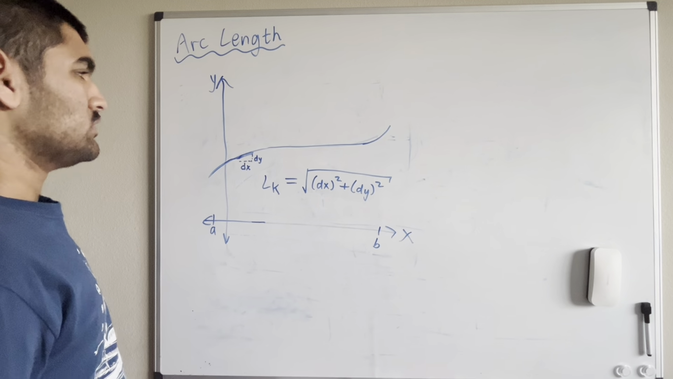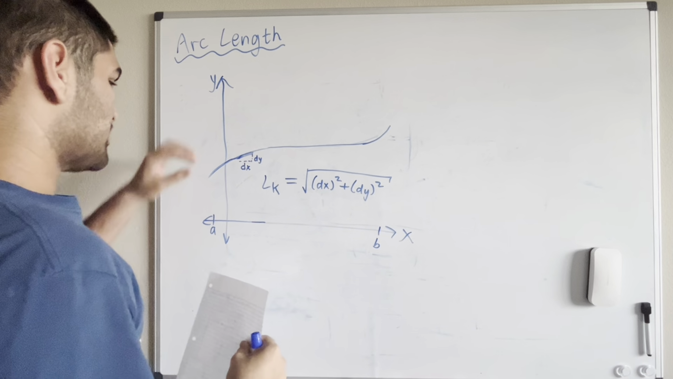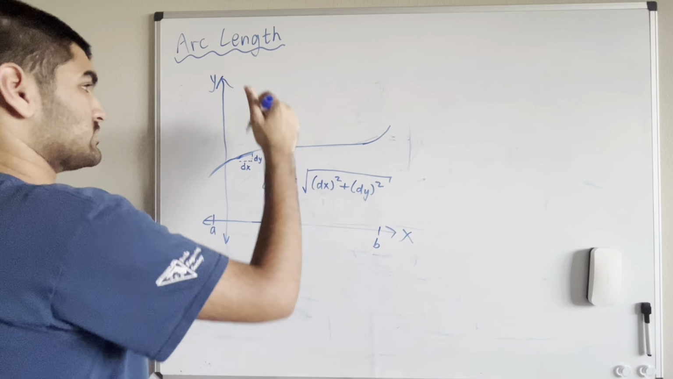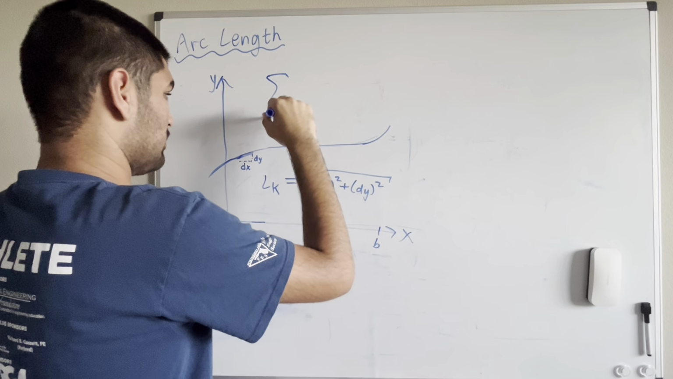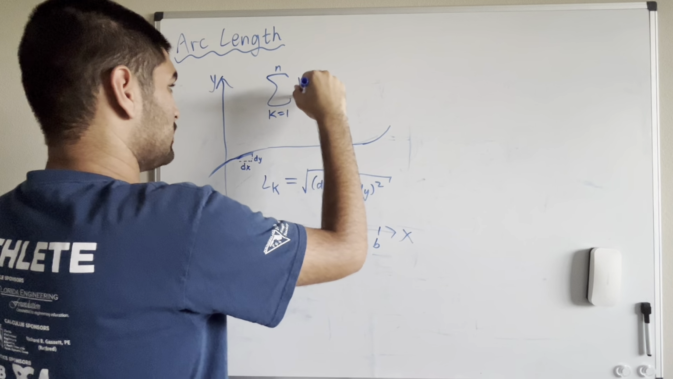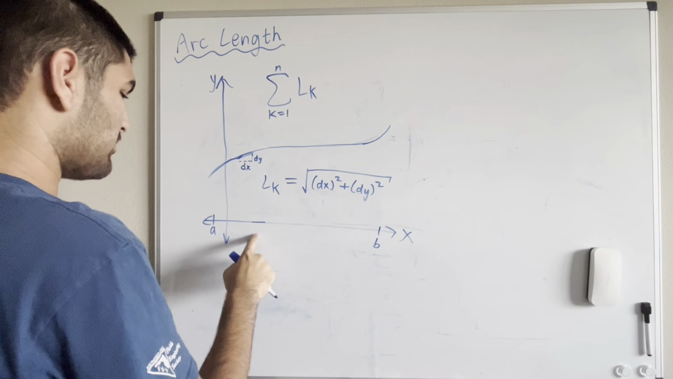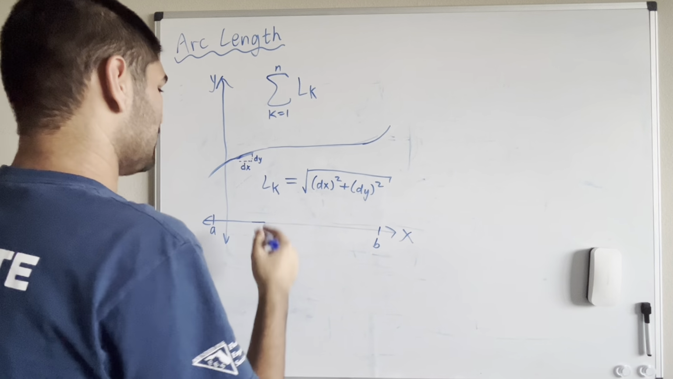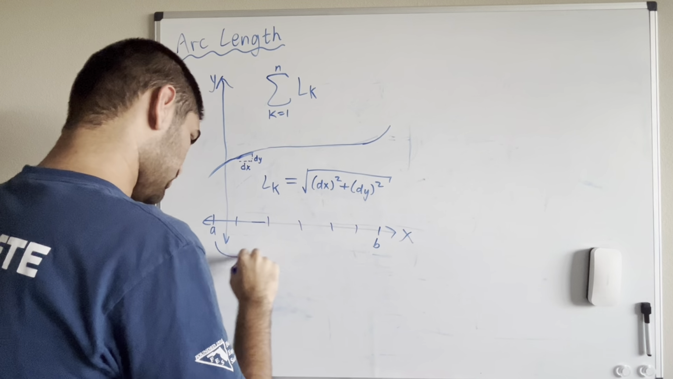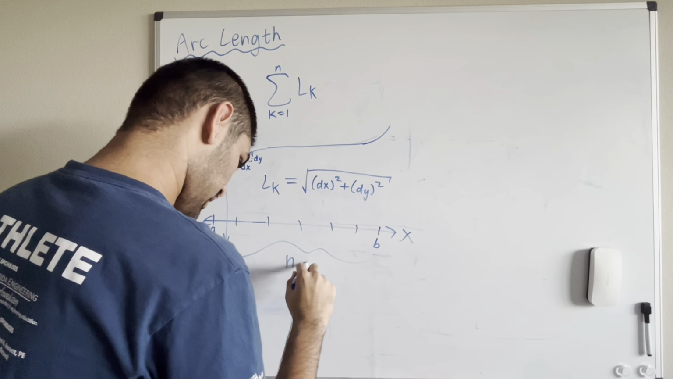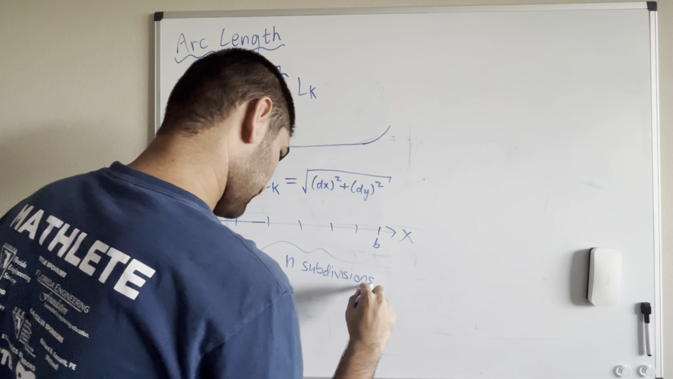Right? So now to find the length of the entire curve, you just have to add up all of these L sub k's, right? So we're just adding up all these L sub k's as k goes from 1 to n. And n represents that we have n subdivisions, right? So let's say we have some divisions right here, and in total, we have n subdivisions, right?